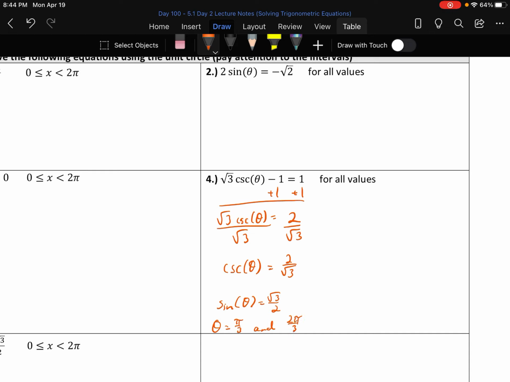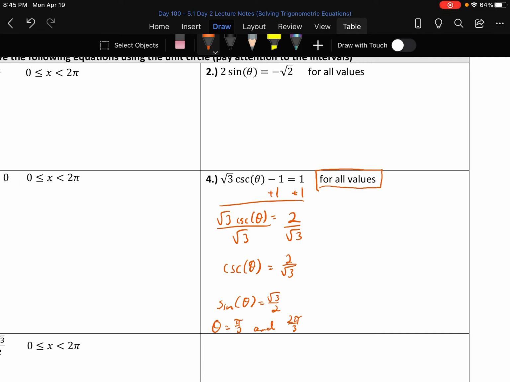At those two radian measures, the point has a y value of square root of 3 over 2. But I want you to pay attention to something here, and it's this. It says for all values. Well, what does that mean? We kind of discussed this yesterday.